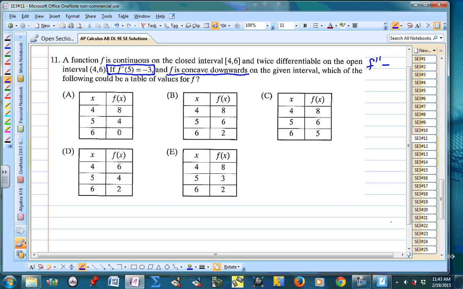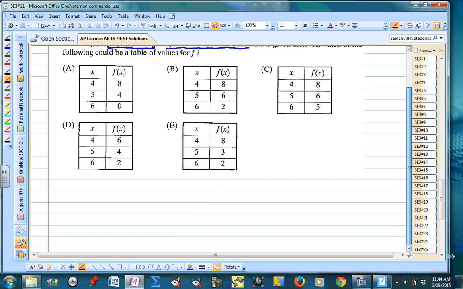Now, they tell us that f prime of 5 is negative 3, and they tell us that f is concave downwards, which means f prime prime is negative. Well, now we can do some analysis. If we start with table A, let's find the average rate of change of f from 4 to 5.